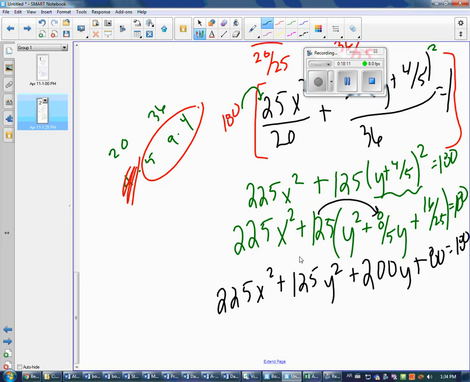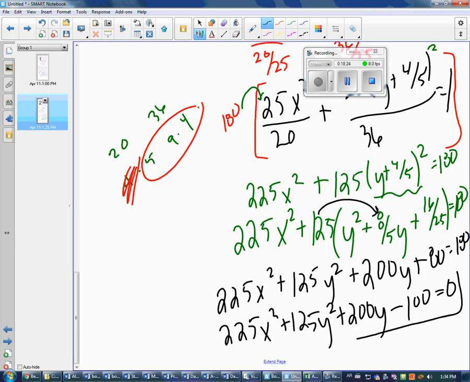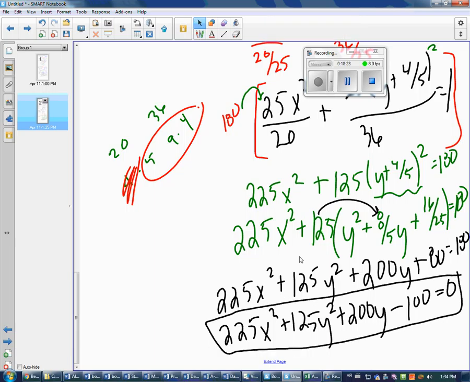And then last step, it just needs to equal 0. Put everything in alphabetical order, which it actually already is. And then 80 minus 180 ends up being minus 100. And there's the equation in general form. That's it. Remember that you will be assessed on this.